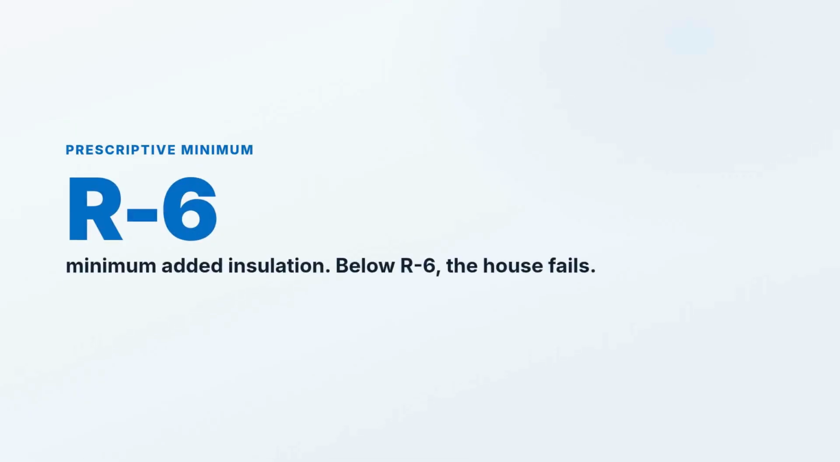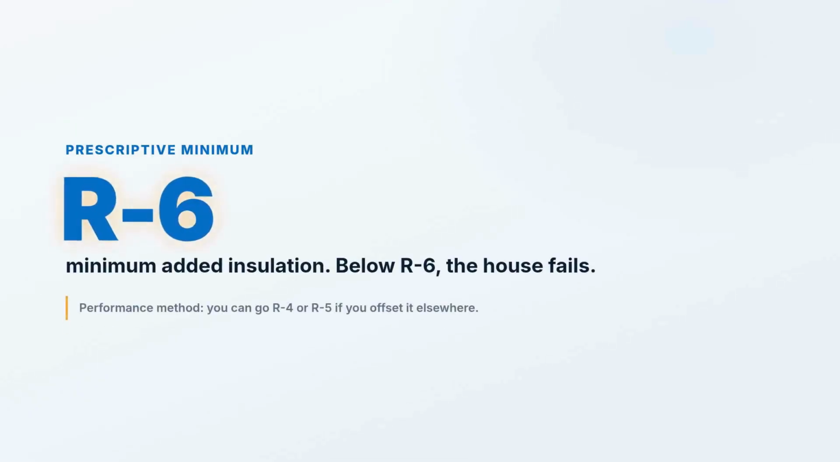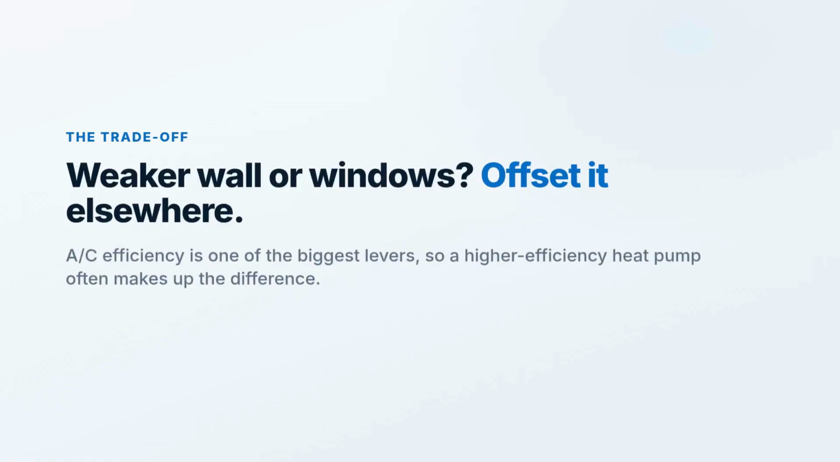So R6 is the minimum that you can add if you're going to do the prescriptive method. But in the prescriptive method, again, like we said, if the wall does not meet R6, the house fails, period. The performance method doesn't. So if they're going to have R4 in the walls and their windows aren't going to quite make the 0.40 and the 0.25 that we talked about, they're going to have to do something with the air conditioning system, because that's one of the biggest factors. They're going to have to maybe go to a 16-SEER heat pump, and they might have to go to a tankless water heater, and they might have to go to something else.